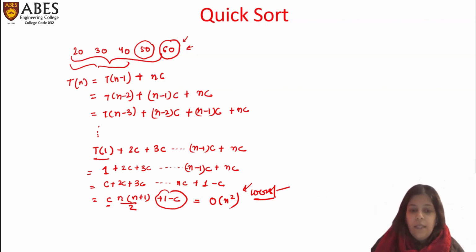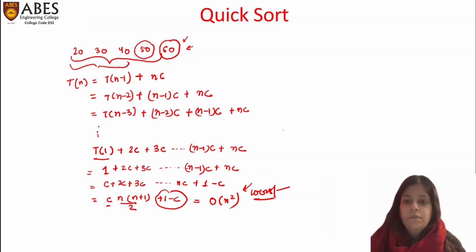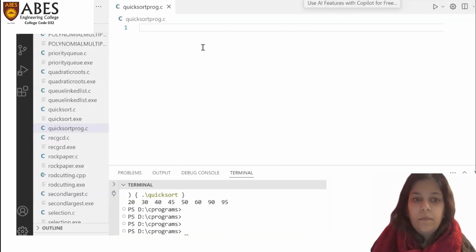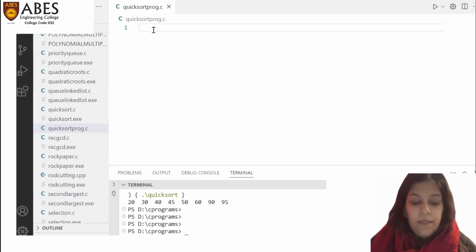Now let us implement this quicksort algorithm. For this, let us first include the header file.